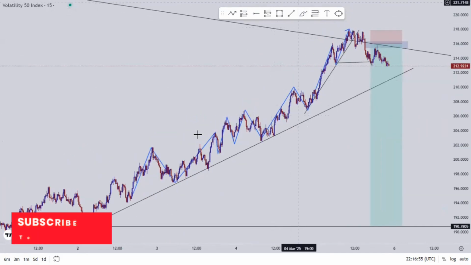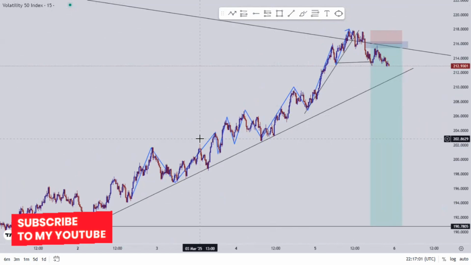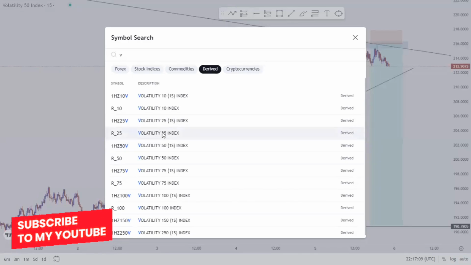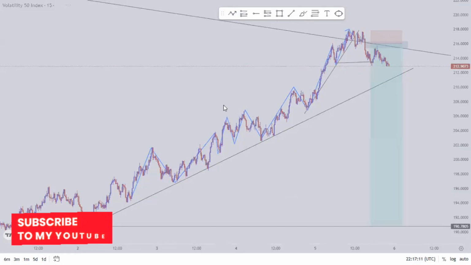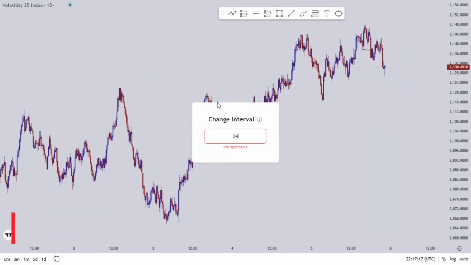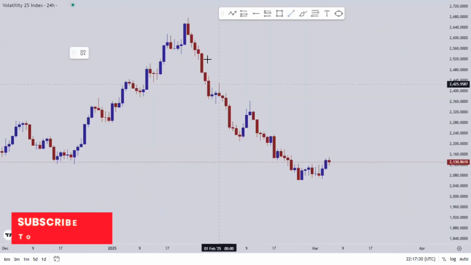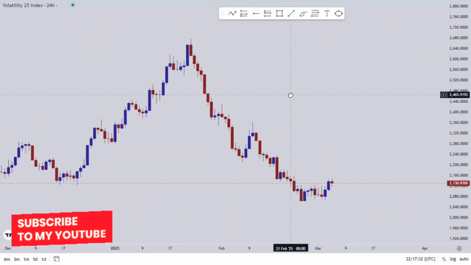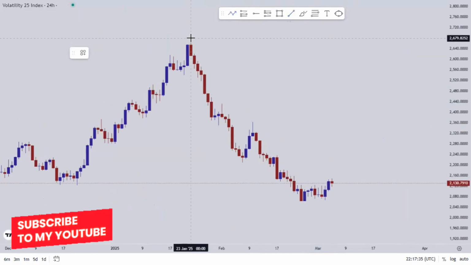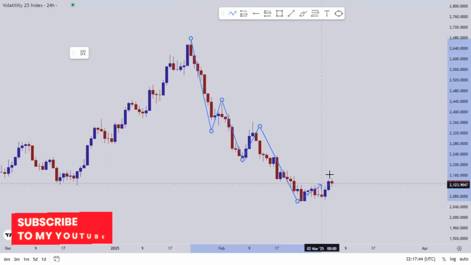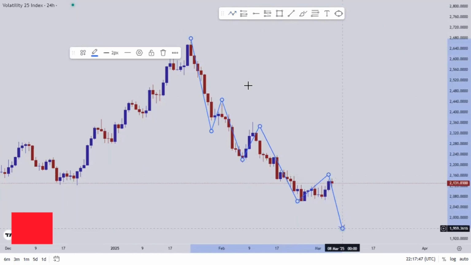Right? Let me show you another example. Let's go to VIX25, my favorite pair, one of the pairs we trade most. Come on, load. Let's get to the 24 hourly time frame. Let's look at this particular price action here. Rates are high, high low, lower high, lower low, lower high, lower low, and we're currently waiting for a lower high before the next impulsive leg.